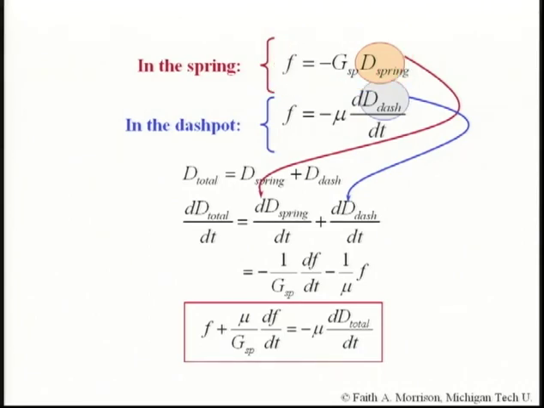So the displacements have to add. They're hard to add up in this form because this one's a derivative. So we'll take the derivative of this whole equation, time derivative, and then plug in. I can plug in the spring one from the first equation and the dashpot from the second, and I get the total displacement.